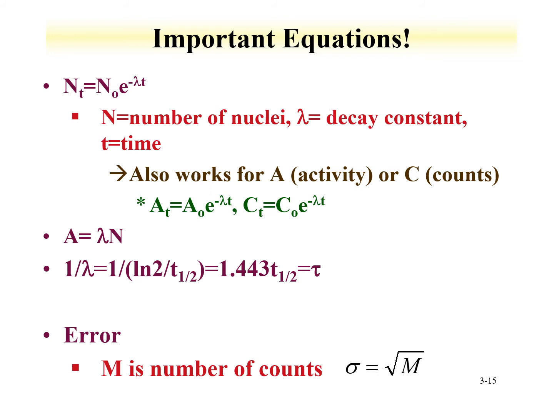And then finally, the error, where m is the number of counts, and the standard deviation is just equal to the square root of the number of counts. And we use this to determine how long we should perform an experiment to get a reasonable count rate so that the error generated from the counts isn't exceeding or driving the experimental error.